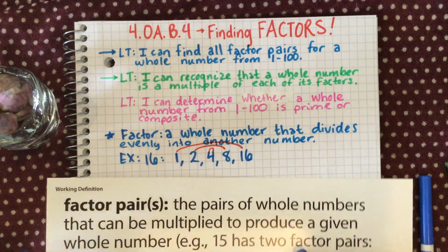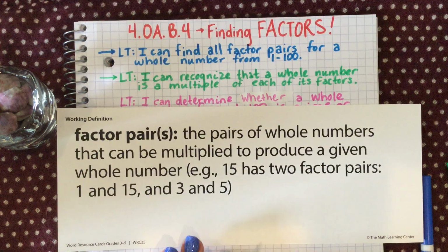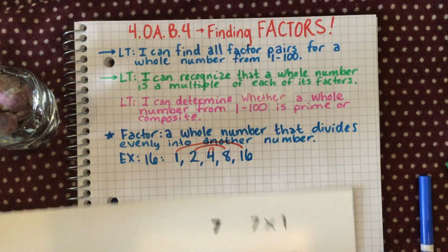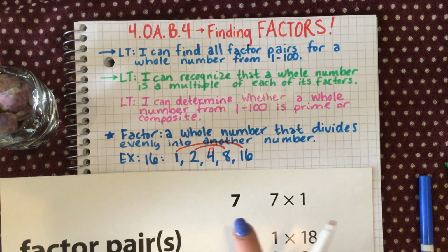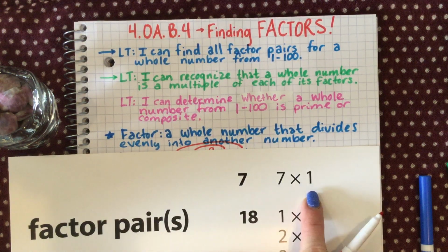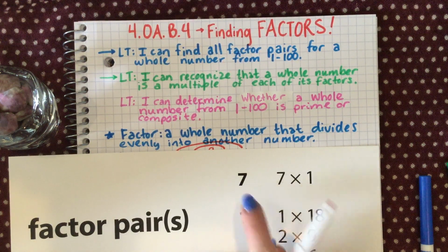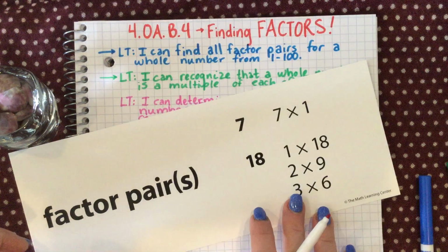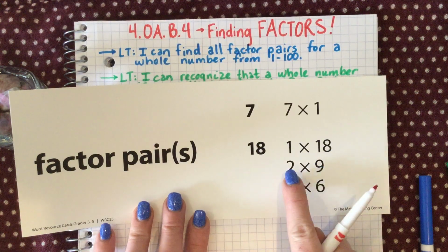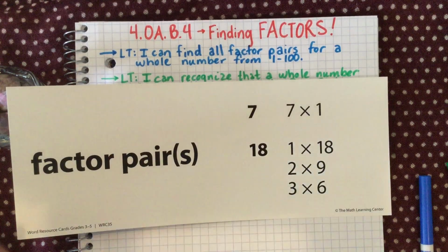So factor pairs are the pairs of whole numbers that can be multiplied to produce a given whole number. Okay? All that means is the numbers that you multiply together to get that number. So for example, 7, the factor pairs that 7 has is just 7 and 1. That's the only factor pair because nothing else multiplies together to equal 7. For 18, it has 3 pairs of factors. 1 times 18, 2 times 9, 3 times 6. These are the factor pairs for 18.